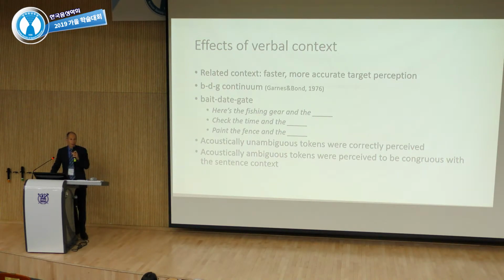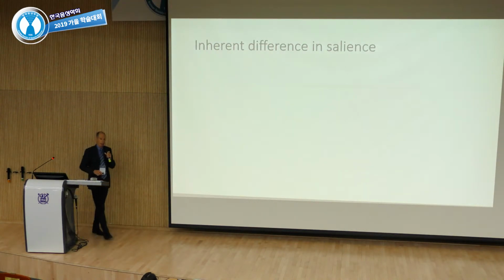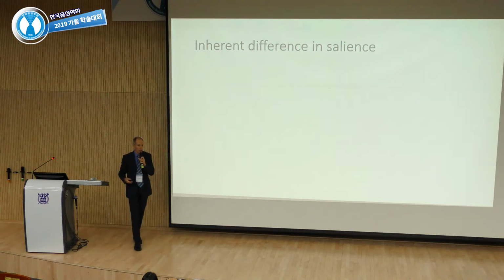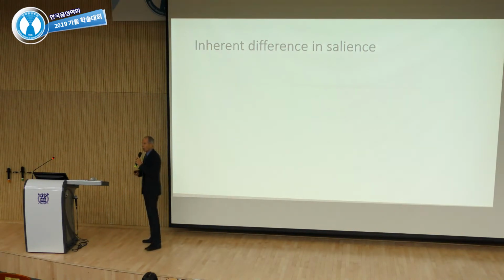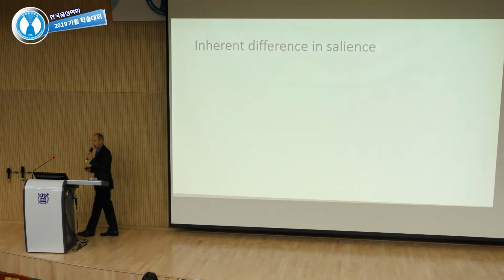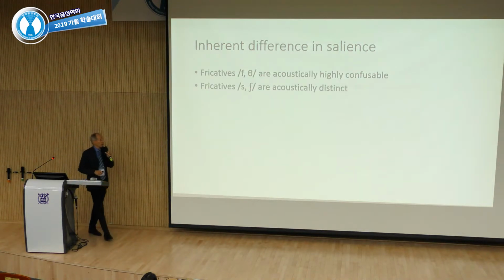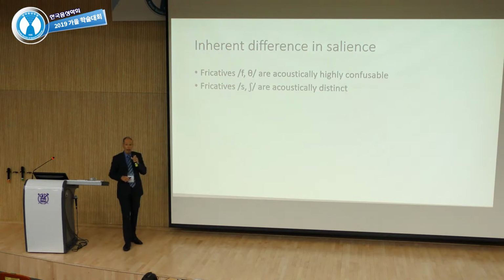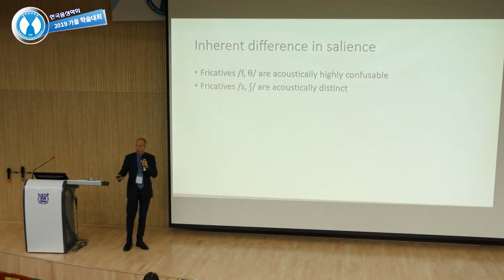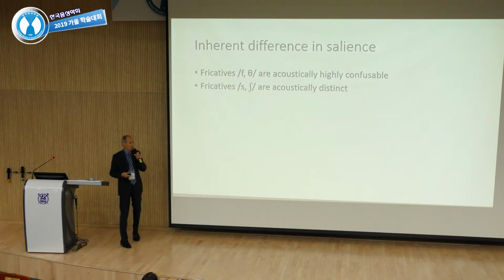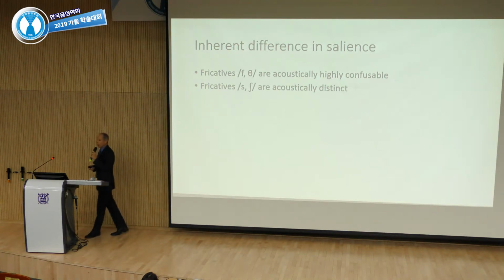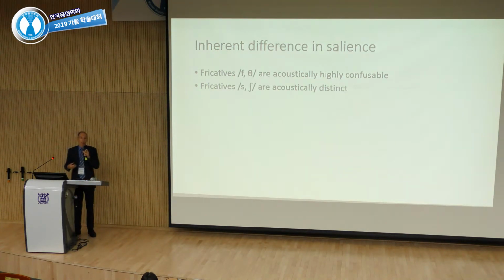Now, in our study of these non-sibilant fricatives, we were inspired by that, but we also realized that we didn't necessarily have to manipulate our tokens. We didn't have to make a continuum of sounds, for example, but rather we could exploit the inherent difference in salience between the sibilant and non-sibilant fricatives. So what we're dealing with here is that fricatives such as th and th are acoustically highly confusable, as I showed you earlier. There are no clear acoustic cues. They're hard to distinguish perceptually, whereas fricatives like s and sh are acoustically distinct and quite robust. So the question then is, how does sentence context interact with this inherent difference in salience?